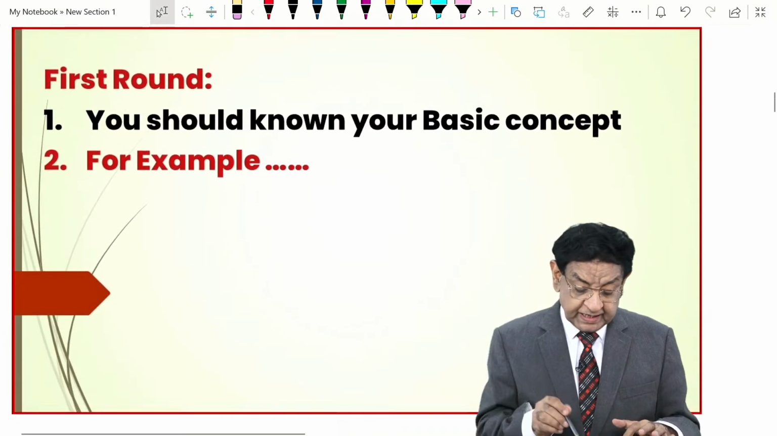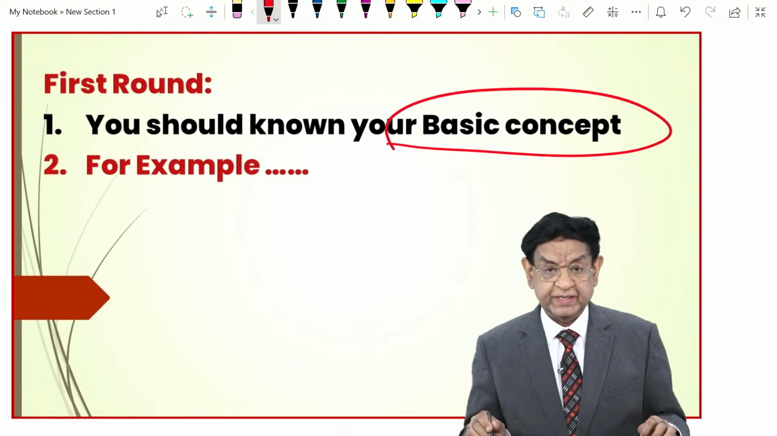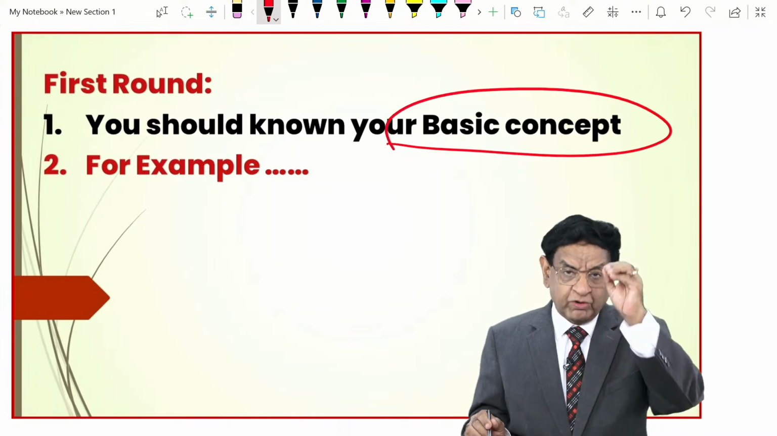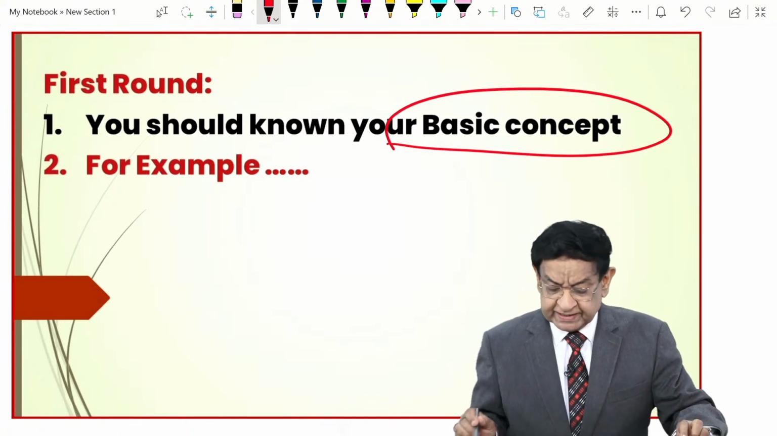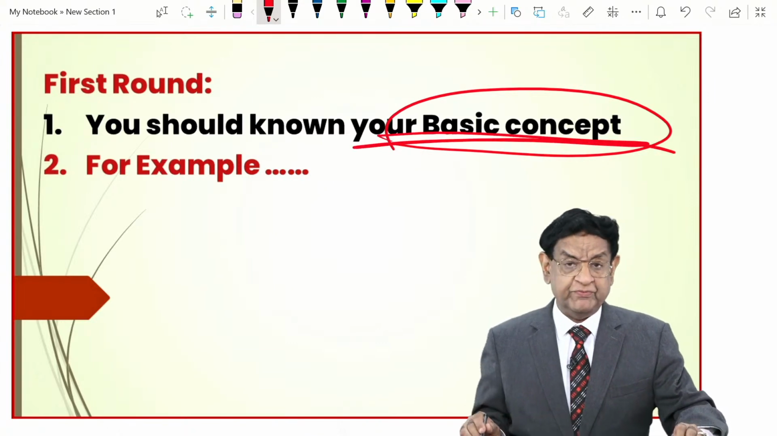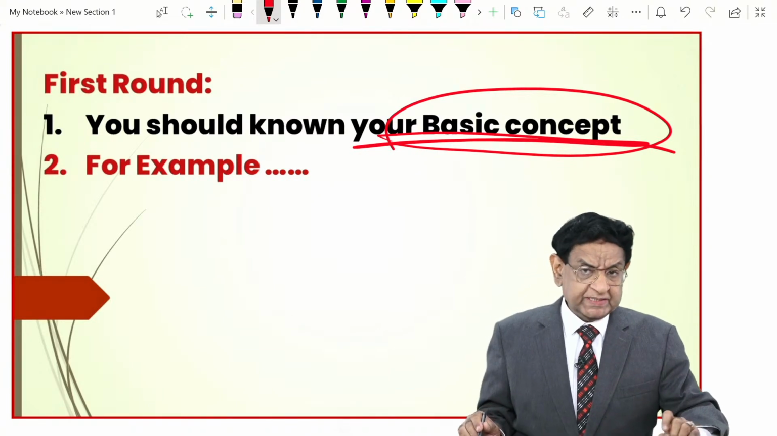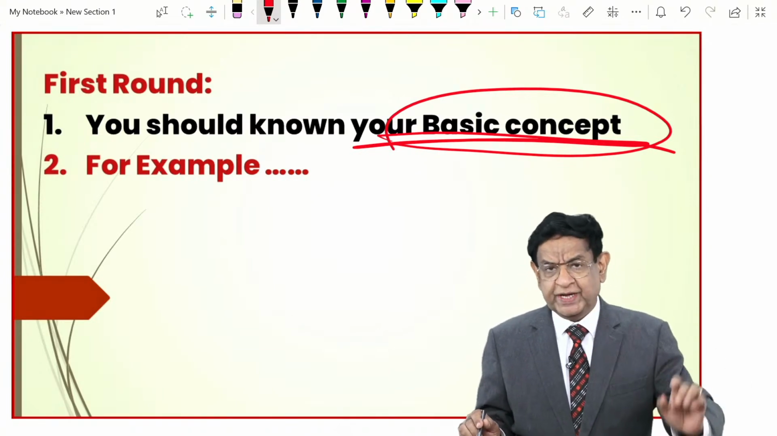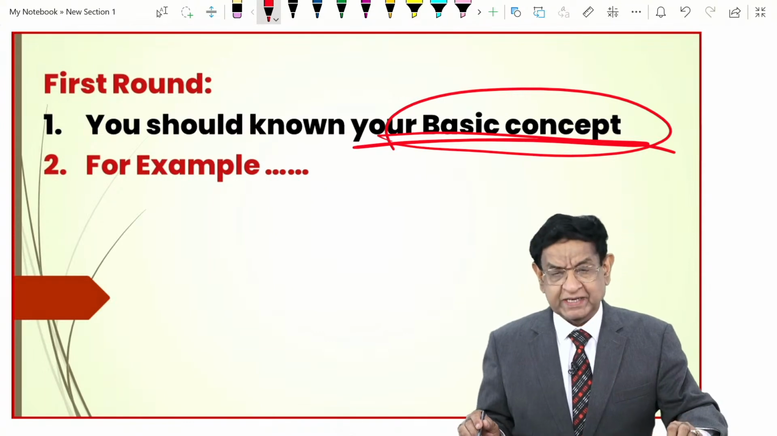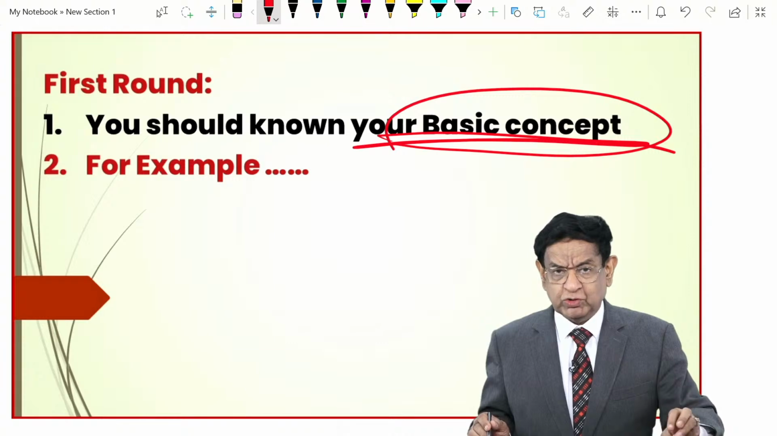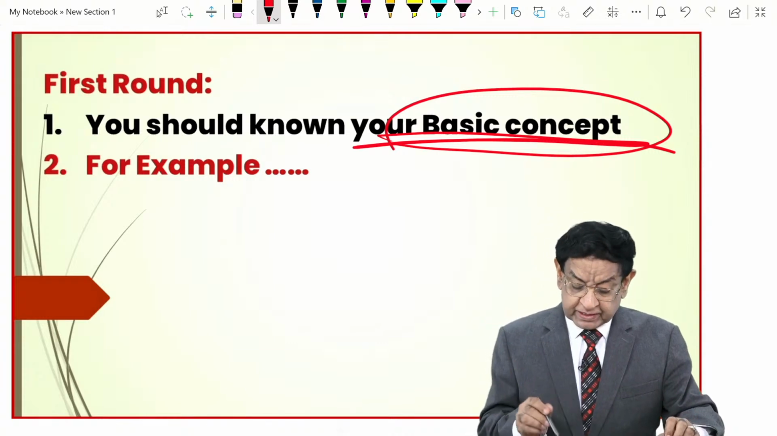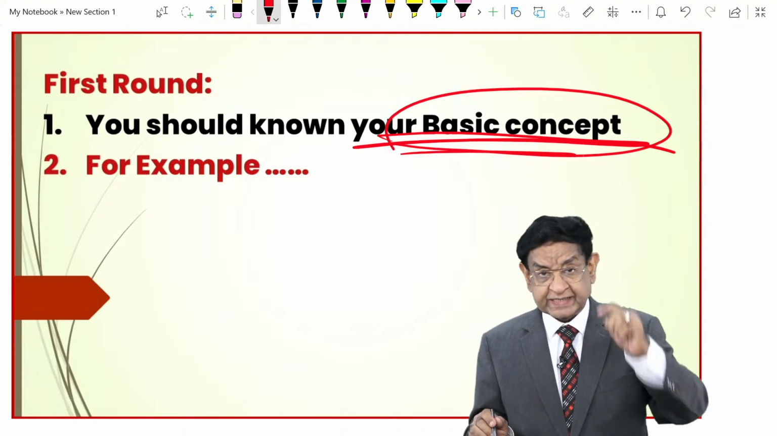Round 1. I told you, you should know the basic concepts. Whether you are writing MRCP or USMLE or an Australian exam, whichever foreign exam you are writing, they want your basic concepts to be very, very clear. If your basics are not clear, then there's no way you can pass this exam with flying colors. And moreover, there's nothing like subjects. They don't talk anatomy, physiology. They talk about concepts.